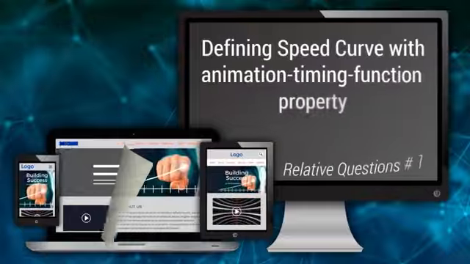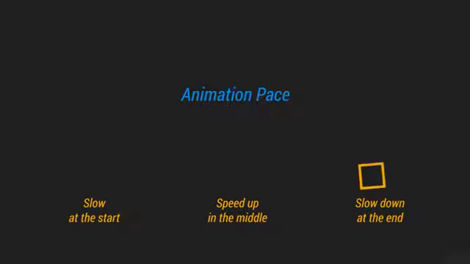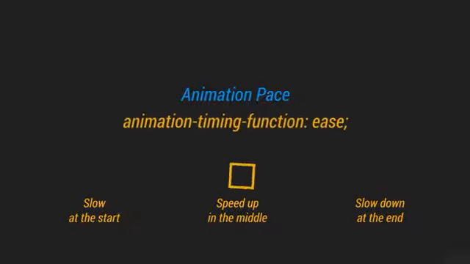The animation timing function is used for setting the pace of the animation by specifying the speed curve of the animation. For example, you want the animation to start slow, speed up in the middle of the cycle, and then slow down again at the end. You can do so by using the animation timing function property, which helps you to control the pace of the animation. So let's implement this.